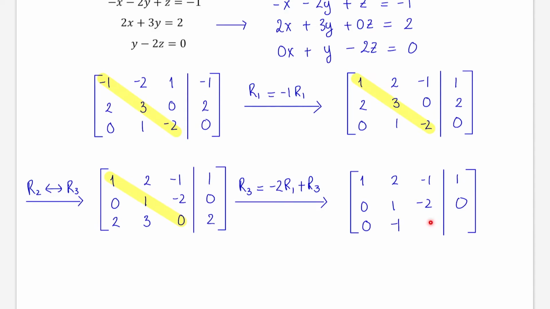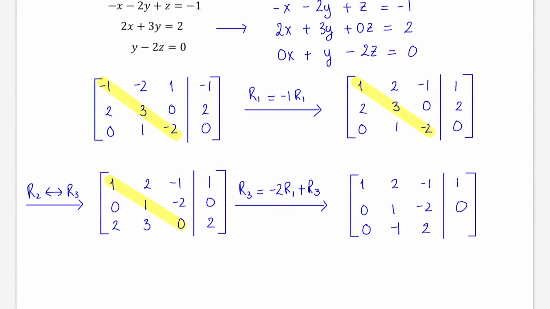To get to this element, I'll take negative 1 times negative 2 plus 0. Negative 1 times negative 2 is 2, plus 0 is 2. And then to get to this element, I'll take 1 times negative 2 plus 2. 1 times negative 2 is negative 2, plus 2 is 0.